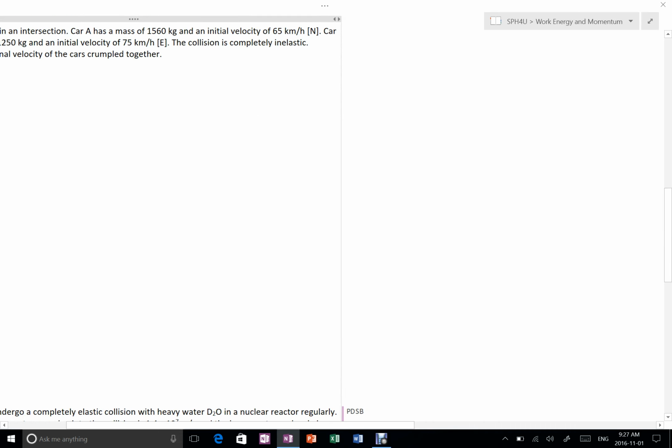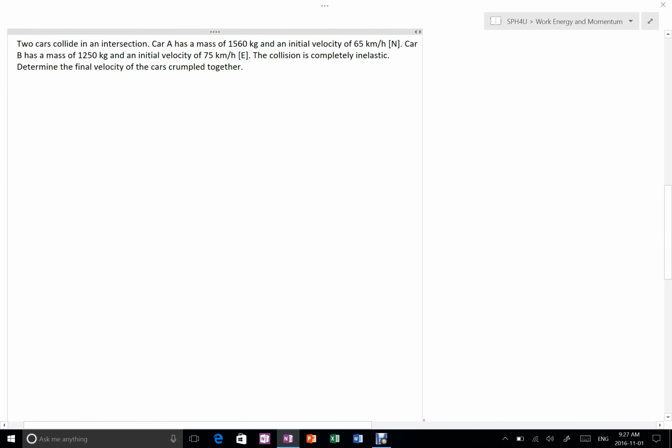Let's just give ourselves a little more space by doing that. Two cars collide in an intersection. Car A has a mass of 1,560 kilograms and an initial velocity of 65 kilometers per hour north. Car B has a mass of 1,250 kilograms and an initial velocity of 75 kilometers per hour east. The collision is completely inelastic, which means the cars crumple together. Determine the final velocity of the cars crumpled together.